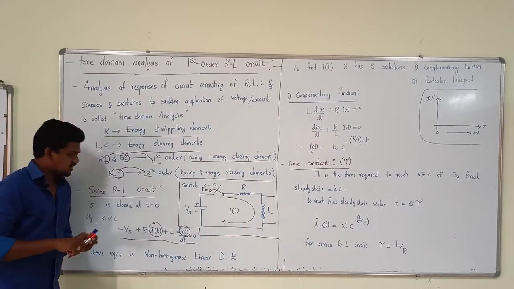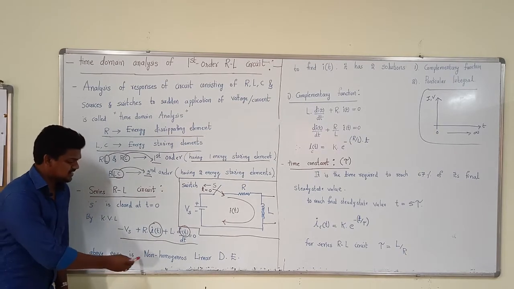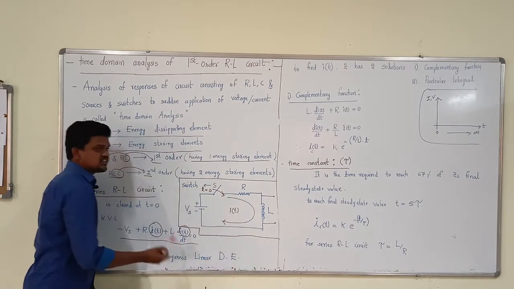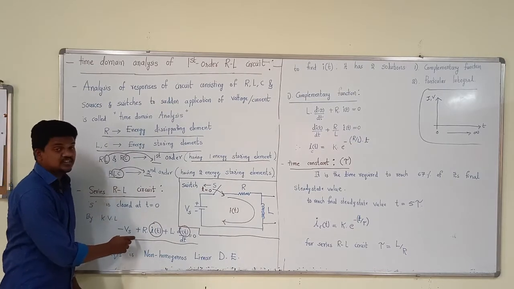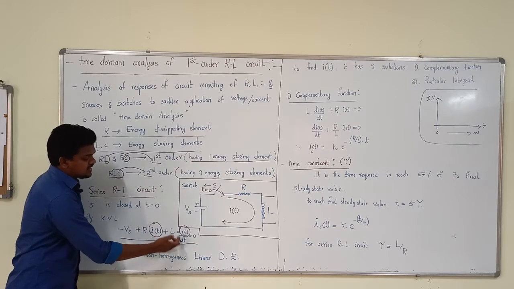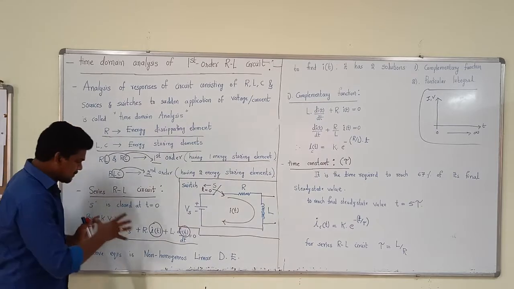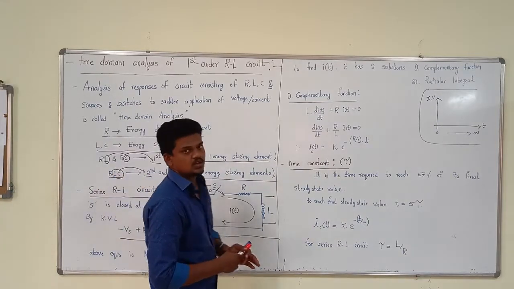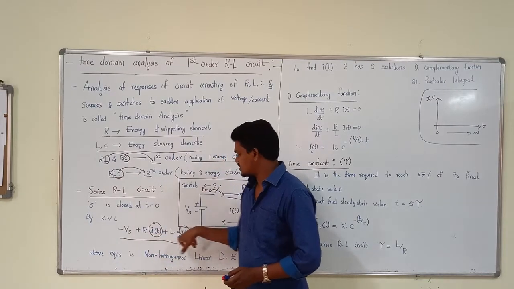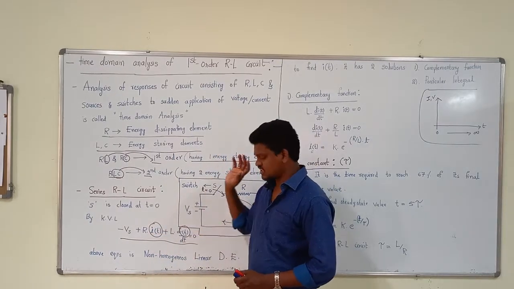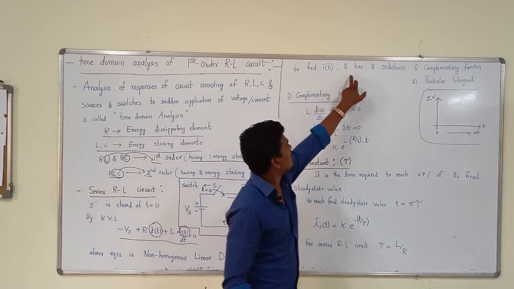If you observe this equation, according to mathematics, this is a non-homogeneous linear differential equation. Non-homogeneous means the degree of the terms is different, and it is a linear differential equation. For this kind of mathematical equation, to find the current, the solution has two parts. So, to find I of t, it has two solutions.